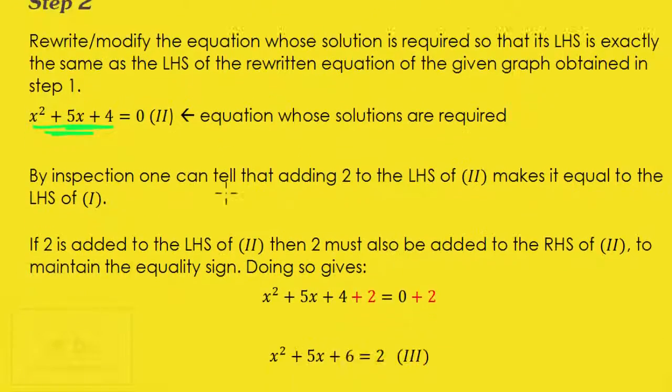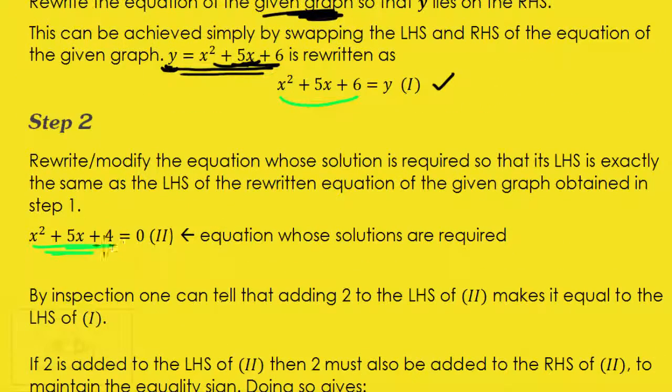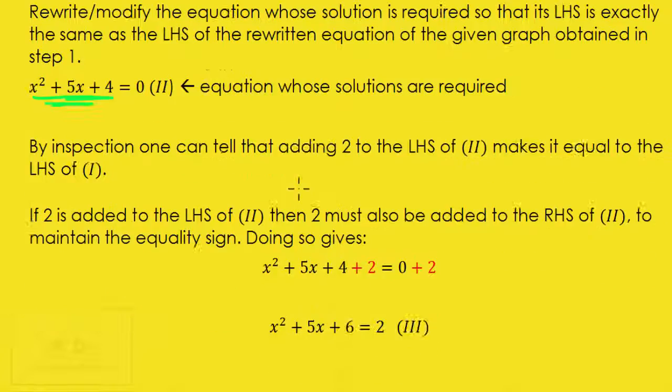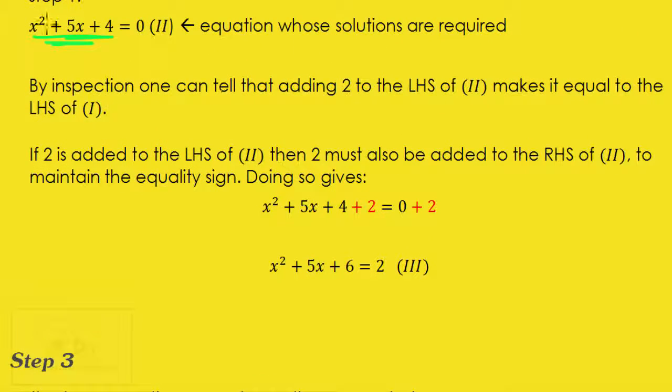And the way to do that is, by inspection here, if I add 2 to both sides, I'm going to get a left hand side here that's equal to this left hand side. So x squared plus 5x plus 4 equals 0 is the equation.